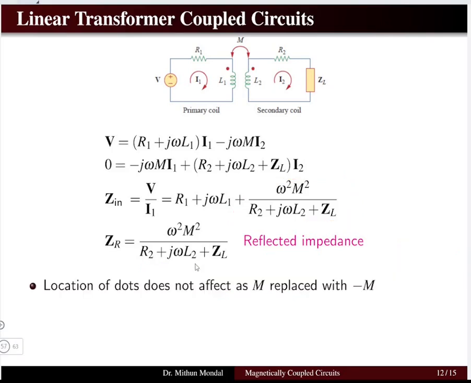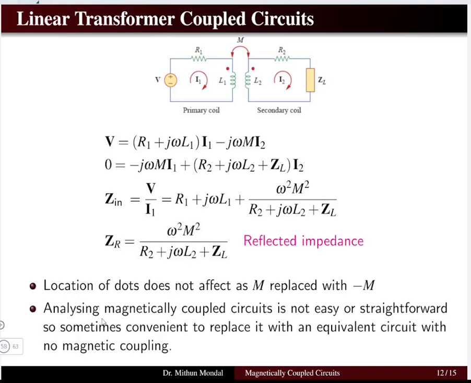Now let us observe the reflected impedance term. Here we have the term M squared. So it means that the location of the dot does not affect it. If we place M or minus M, it doesn't matter, because it will be a positive quantity.